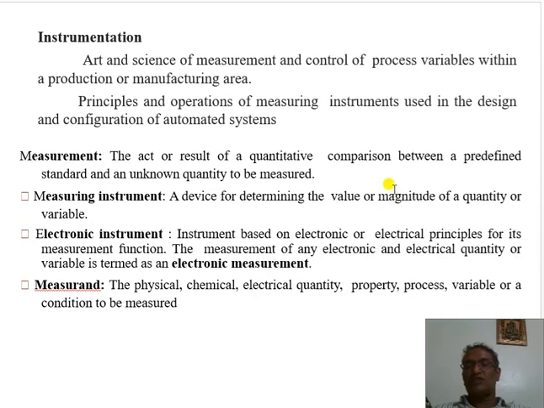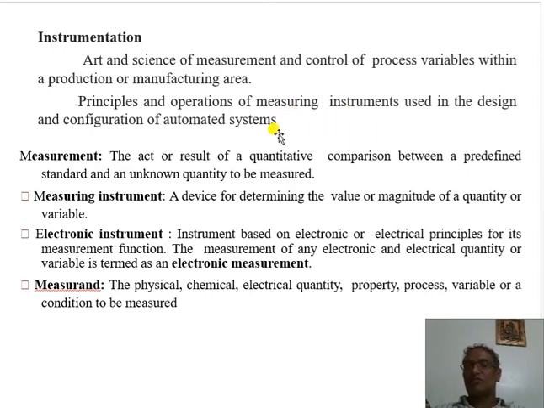Okay, next, what is instrumentation? It's an art and science of measurement and control of process variables within the production of a manufacturing area. Once again, instrumentation is an art and science of measurement and control of process variables within a production or manufacturing area, and the principle and operation of measuring instruments used in the design and configuration of automated systems.